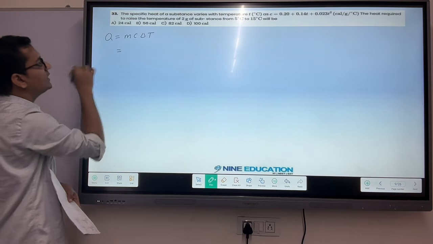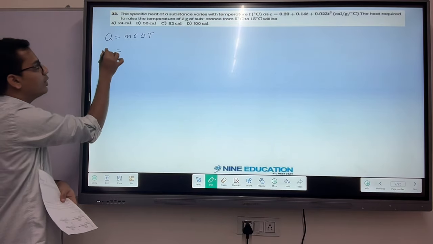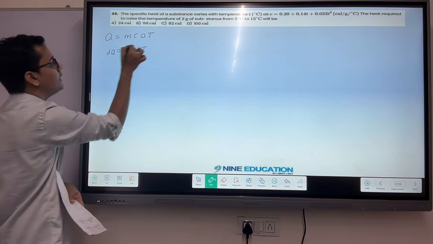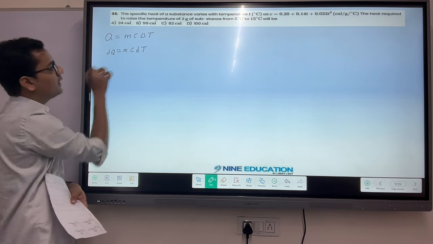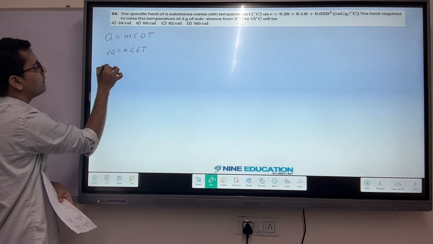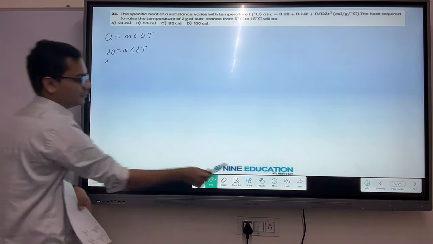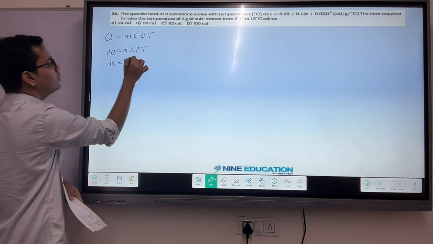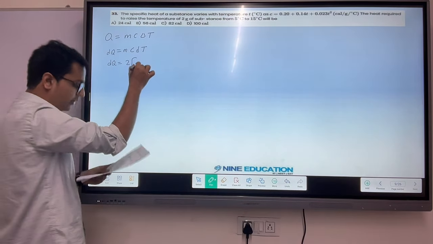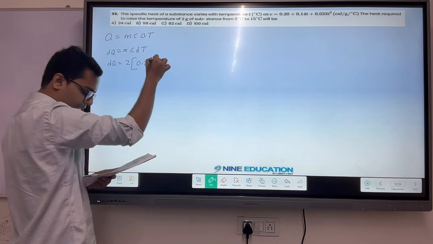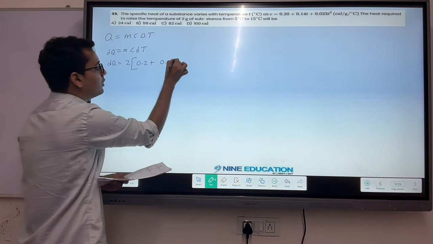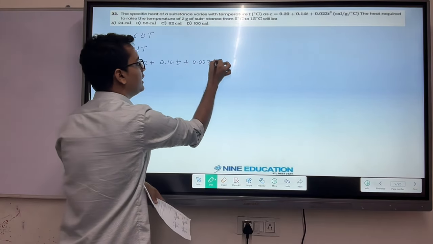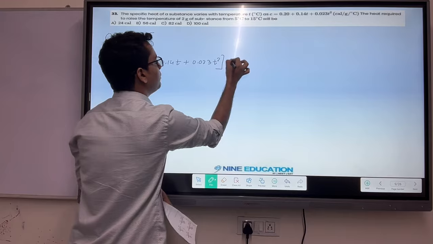So Q is equal to mc delta T, but for a very small change, dQ is equal to mc dT, where dQ is a very small change in heat and dT is a very small change in temperature. So dQ is equal to mass, which is 2 grams, into whatever this value is, 0.2 plus 0.14 T plus 0.023 T square, into dT.